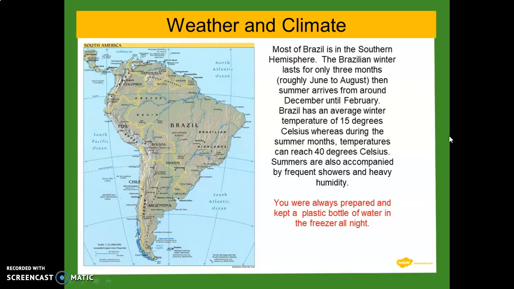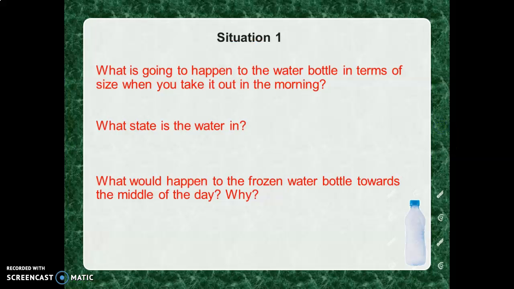You were always prepared and kept a plastic bottle of water in the freezer all night. Situation 1. What is going to happen to the water bottle in terms of size when you take it out in the morning? What state is the water in? What would happen to the frozen water bottle towards the middle of the day, and why?